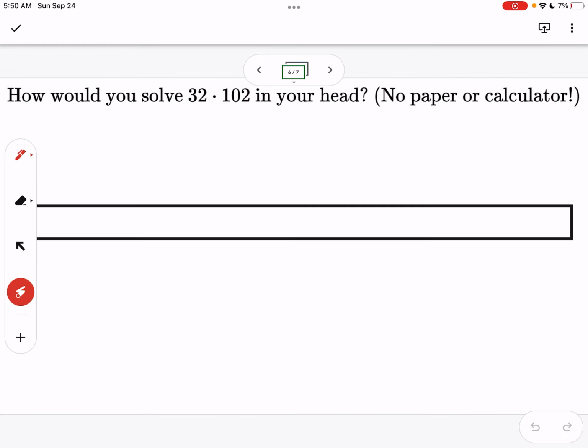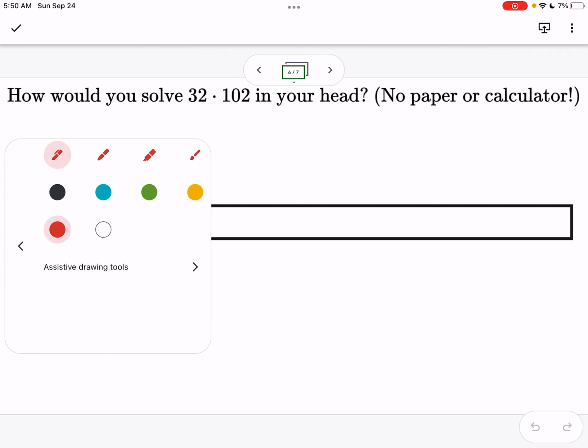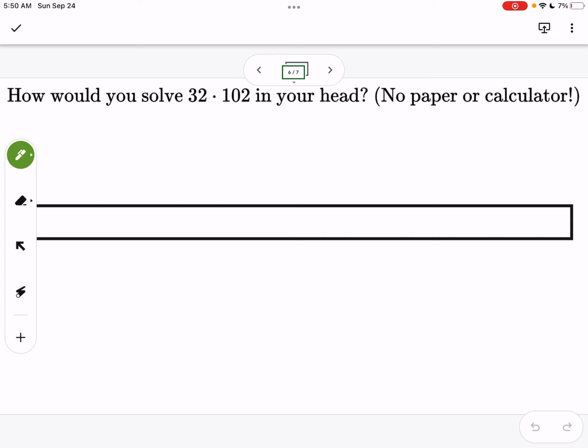And then one more question. How would you solve 32 times 102 in your head with no paper or a calculator? Well, we can see that we can do 32 times 100 and then 32 times 2. So we get 32 times 100 equals 3200. 32 times 2 is just 64.